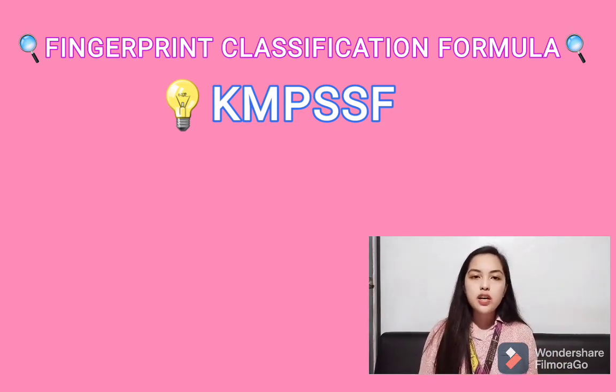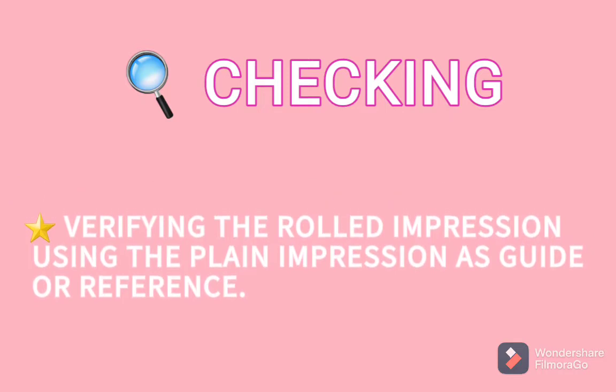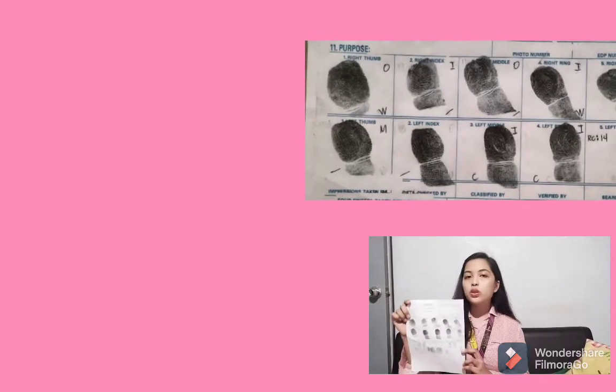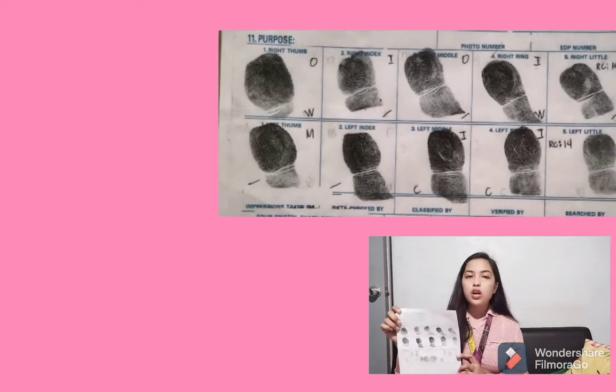So here is the step-by-step procedure. First step is checking. Checking is verifying the rolled impression using the plain impression as guide or reference. Second step, blocking out. Blocking out is the process of placing under each pattern the letter symbols representing their pattern interpretation prior to the actual classification formula. This result will be our guide or our reference.